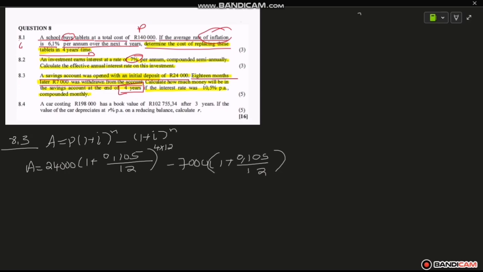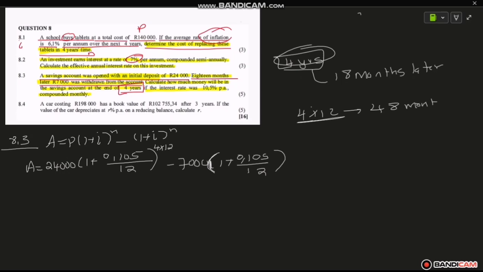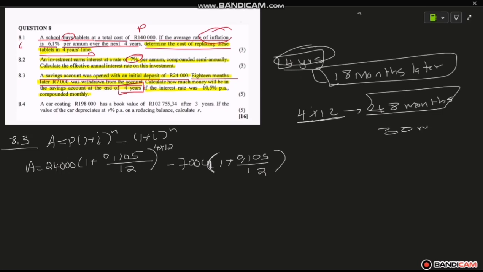Therefore, what about the time period, the n after the withdrawal? So we have 4 years. How many months do we have in 4 years? We have 48 months. Then the 48 months minus the 18 months when this person made the withdrawal of 7,000. 4 times 12 gives us 48 months, meaning in 4 years we have 48 months. Then 48 minus 18 months, we have 30 months. That's the end of the withdrawal.